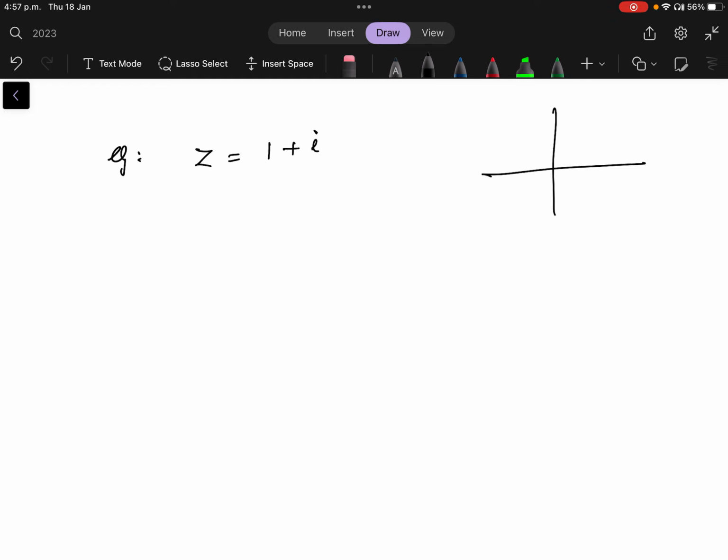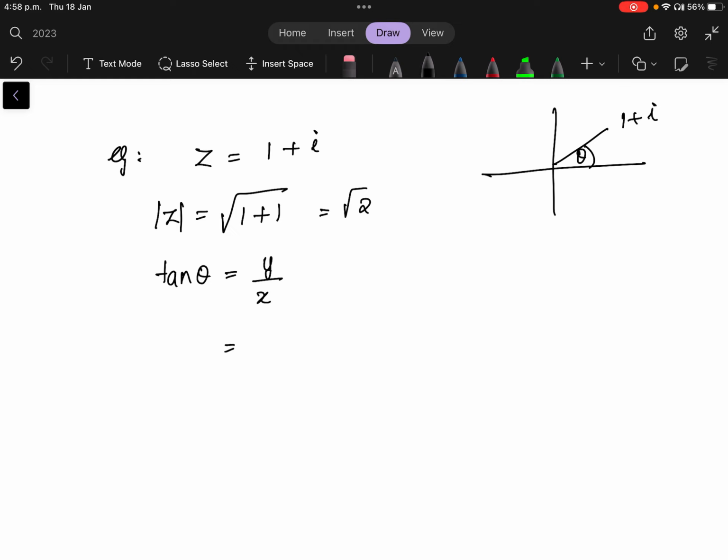Okay, so we will just try to simply plot it. You will get that 1 plus i is in the first quadrant. First you find the modulus. The modulus is square root of 1 plus 1, which is equal to square root of 2. And then you have to find theta. Theta is the angle which it makes with the x-axis. So in this case, you find tan theta. Tan theta is equal to y over x. That is equal to 1 over 1, and theta is equal to tan inverse 1, that is equal to 45 degrees, or, sorry, pi over 4 radians.